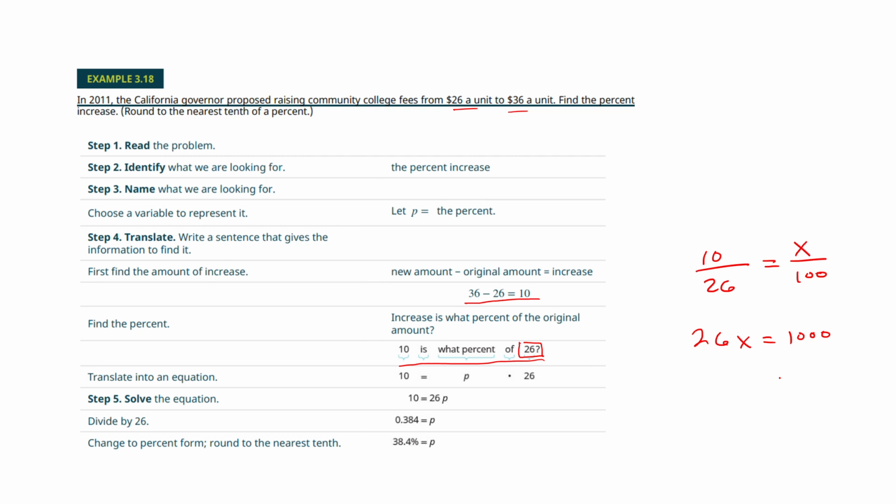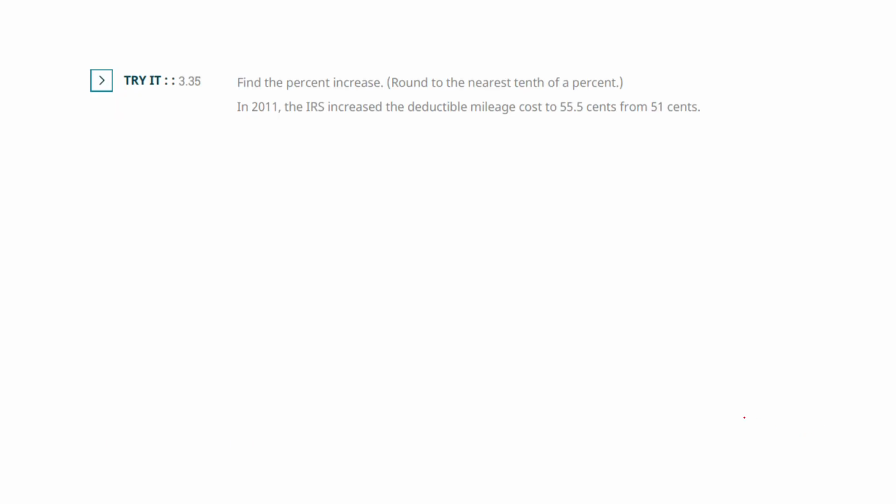I guess I don't need to do this because they already did it, but I'm going to check anyway. Yeah. So I got x is 38.46. Okay, we got it. All right, so once again, we're going to do this. We're going to find the change.